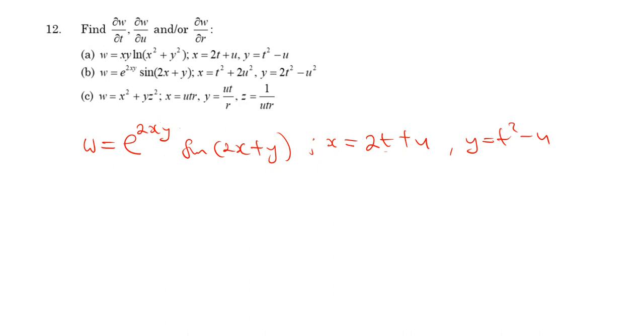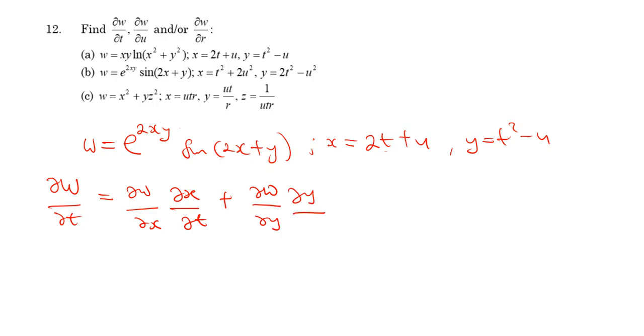So how is this going to look? Partial of w over partial of t is going to be: you have the function w, and you take the partial derivative with respect to x first of all. Then you go into the x function, meaning you get partial of x with respect to t. Then you add partial of w with respect to y, times partial of y with respect to t. This is when we're going for the t.